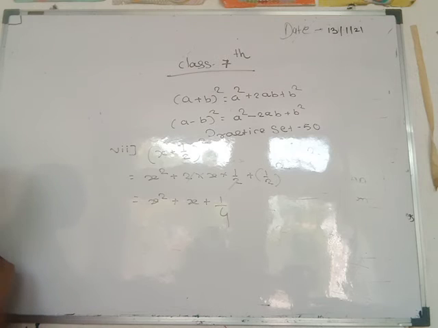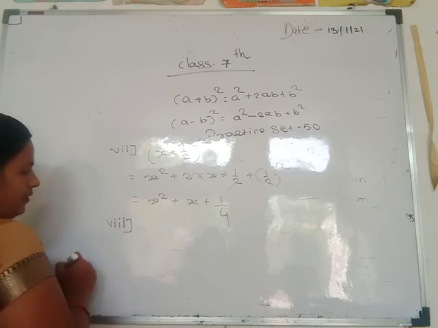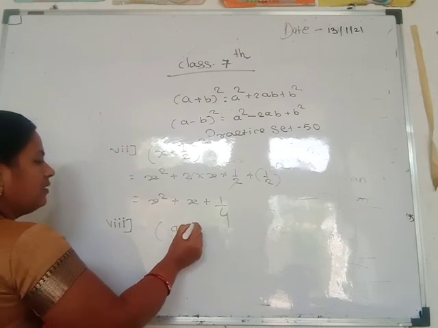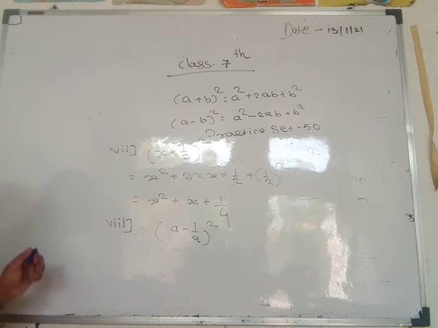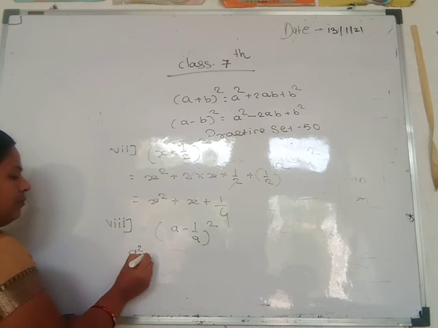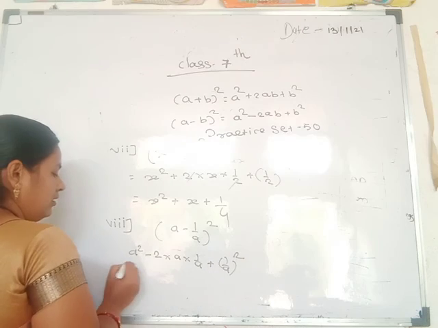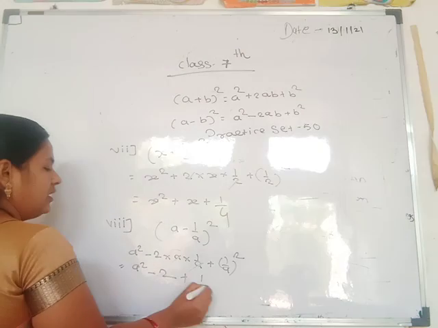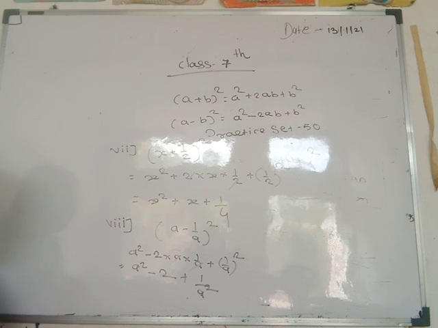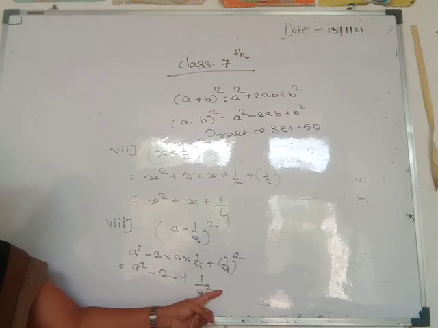The answer is x square plus x plus 1 by 4. Then the last one remains, the eighth one: (a minus 1 by a) whole square. In bracket a minus 1 by a square. Then a square minus 2 into a into 1 by a plus (1 by a) square. Then a and a cancel leaving 2, plus 1 square 1 and a square. The answer is a square minus 2 plus 1 by a square.